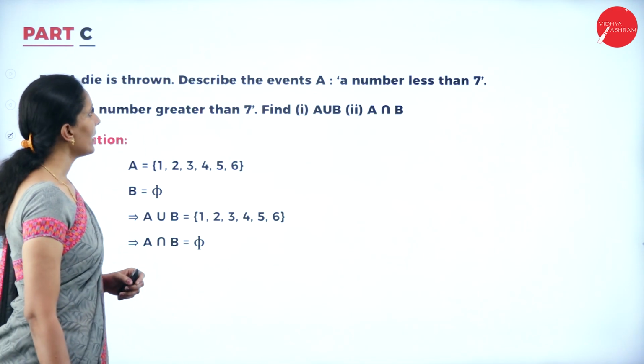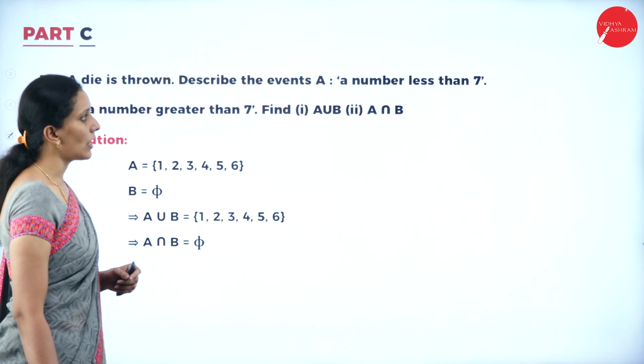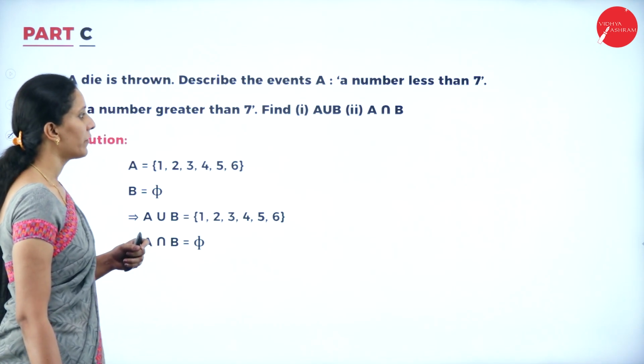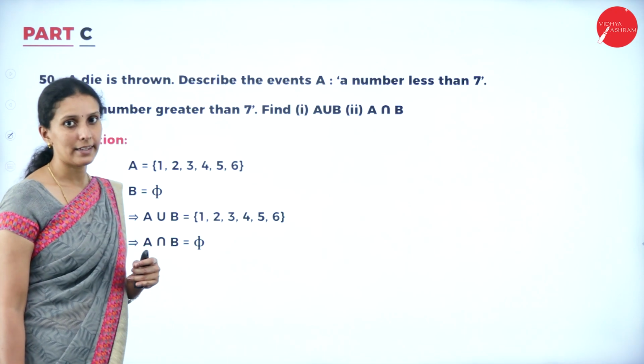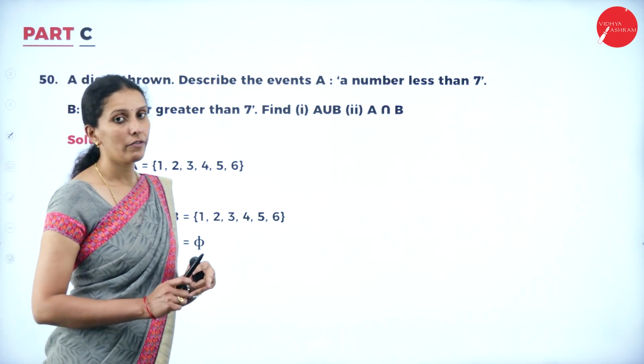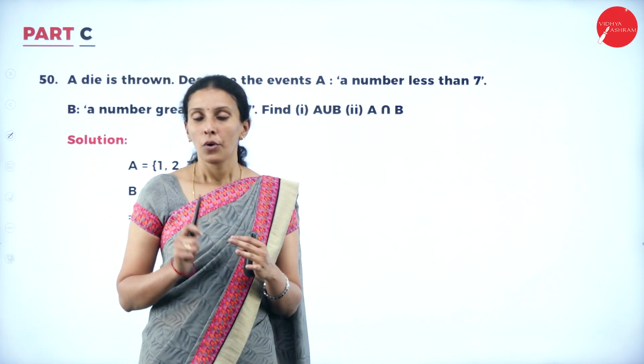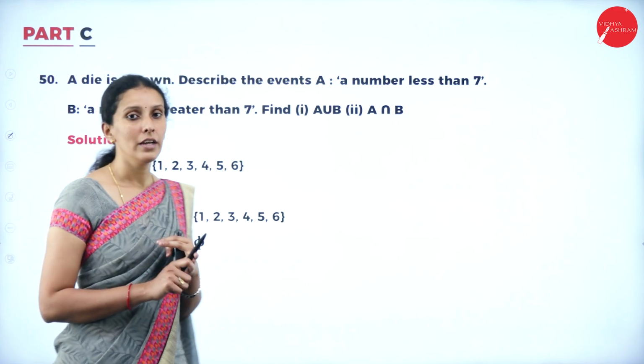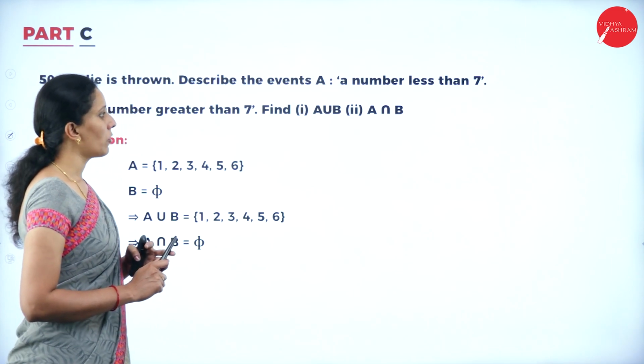Next one, a die is thrown. Describe the events A, a number less than 7, B, a number greater than 7. Find A union B and A intersection B. The last two questions will be from the chapter probability, one from the algebra of events and the other to find out the probability of an event. So this is algebra of events.